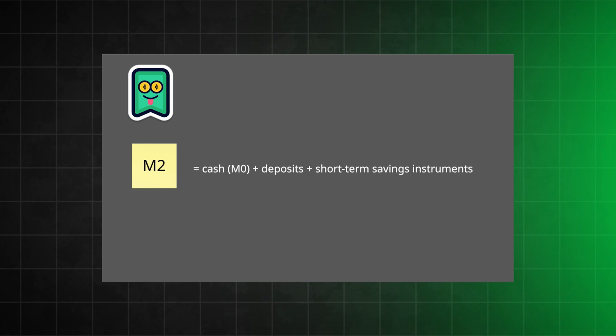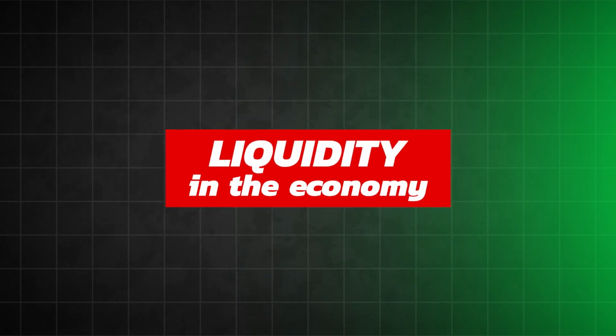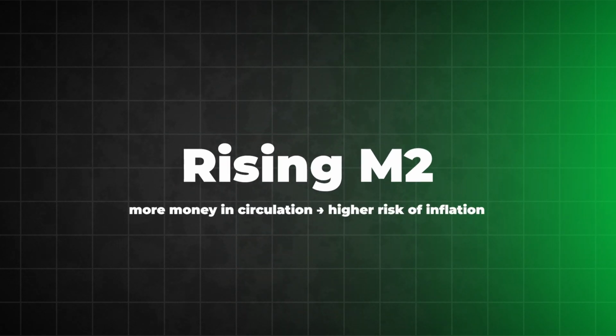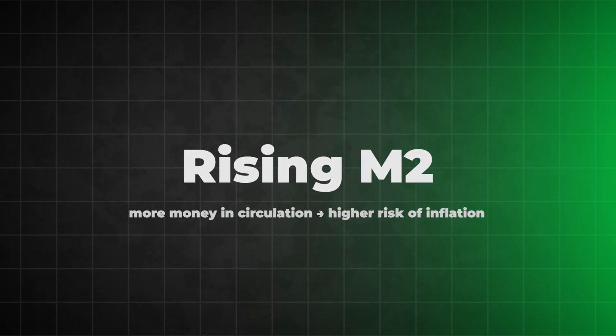Here's a simple explanation for beginners. What is M2 money supply? It's cash, M0, plus deposits plus short-term savings investments. It's basically a measure of liquidity in the economy. Rising M2 equals more money in circulation. It means a higher risk of inflation.